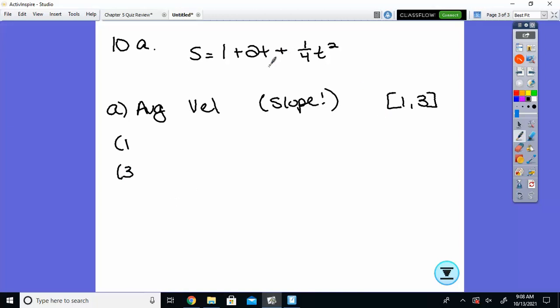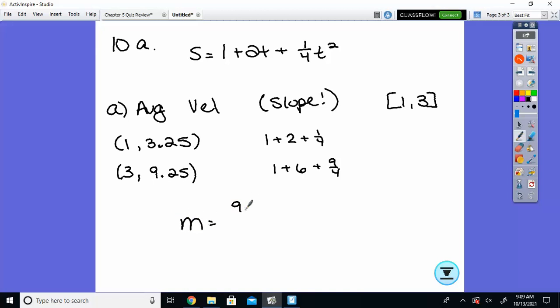So we need to get the y value for each. If you plug in a 1, we get 3.25. If I plug in a 3, we get 9.25. Is everybody with me so far? So if I have this question on the test, you'll know what to do. Plug in your two times to get your two ordered pairs.